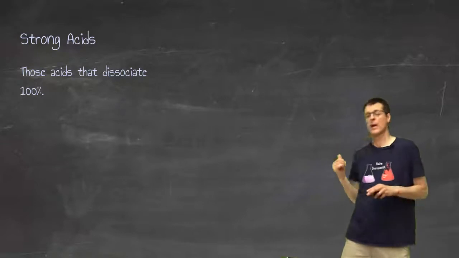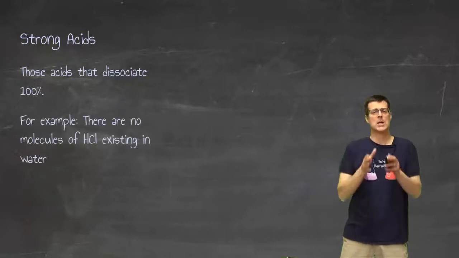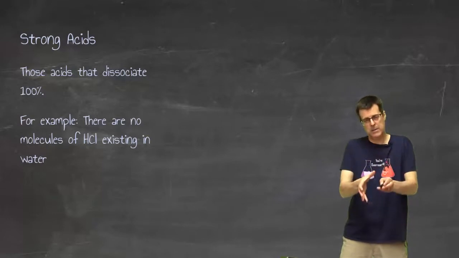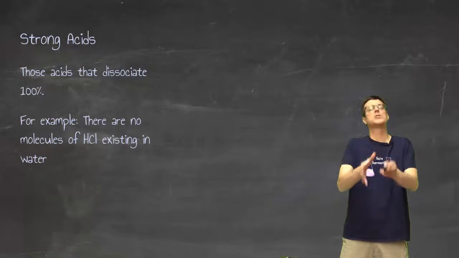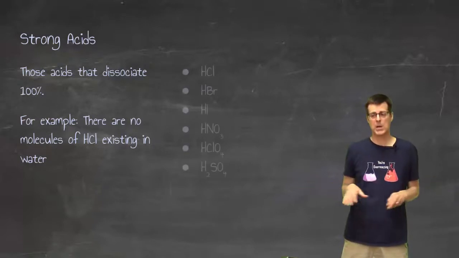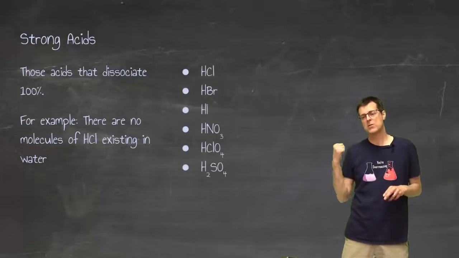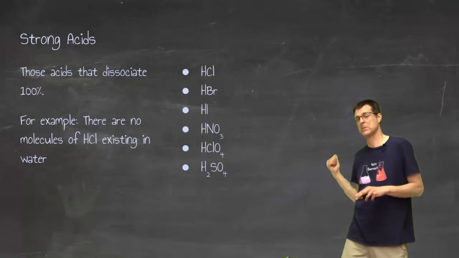You can correct them. Tell them I said so. But strong acids dissociate 100%. And what that means is when you have a strong acid molecule in water, or a whole bunch of those strong acid molecules in the water, every single one of them breaks apart. None of them are left. These are the 6 strong acids. Yes, you need to know the 6 strong acids.